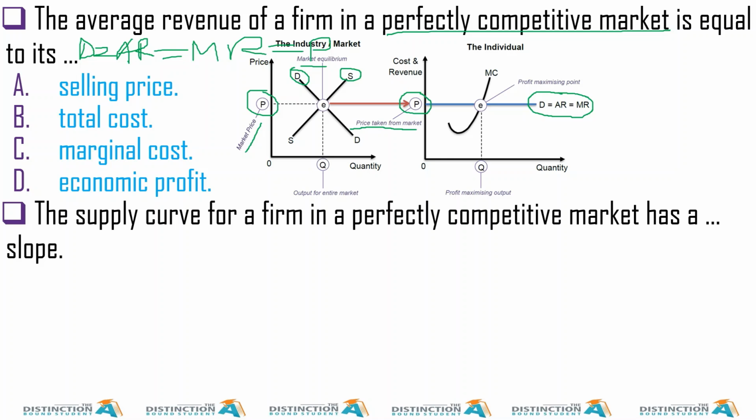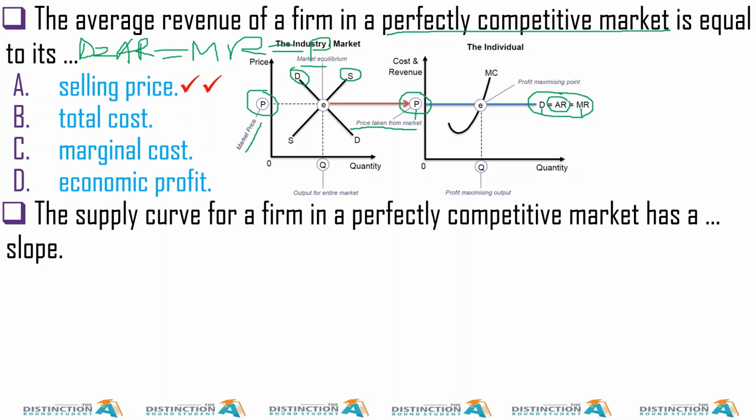So the question says the average revenue. So we're talking about this thing here. What is it equal to? But just like you see, it's equal to D, it's equal to MR, and it's equal to the price. So according to what we have here, it will be the selling price.